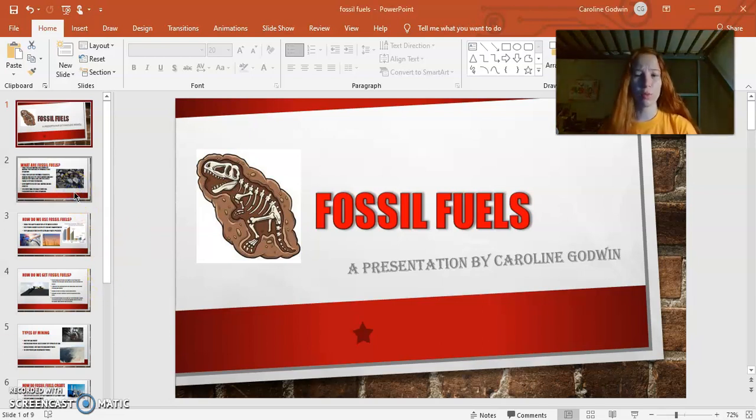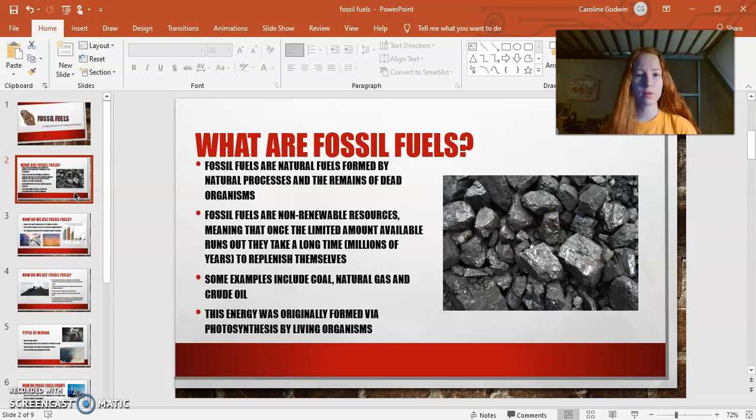So first, what are fossil fuels? Fossil fuels are natural fuels formed by natural processes and the remains of dead organisms. Fossil fuels are non-renewable resources, meaning that once the limited amount available runs out, they take a long time to replenish themselves. This is typically millions and millions of years. Some examples include coal, natural gas, and crude oil. And this energy was originally formed via photosynthesis by living organisms, so dead plants and animals millions of years ago.